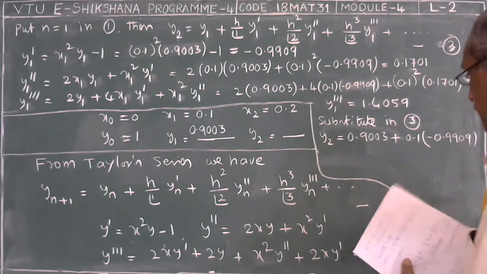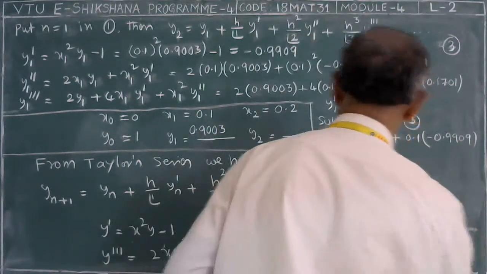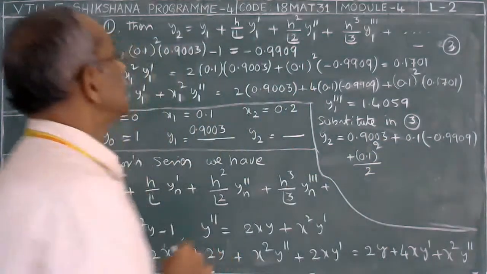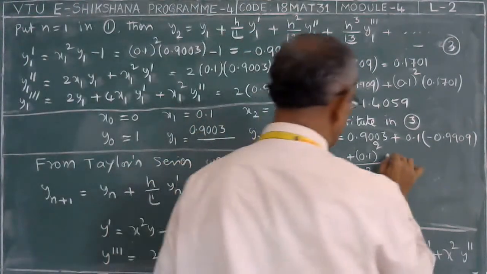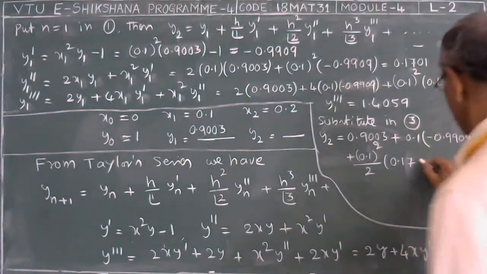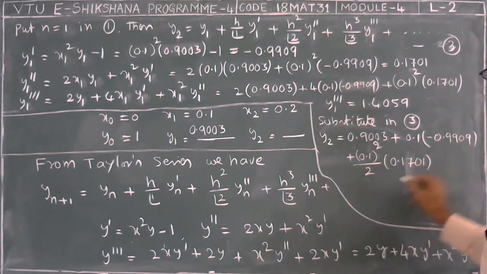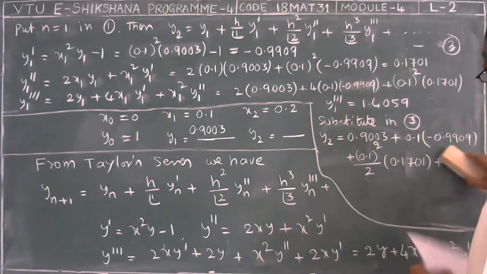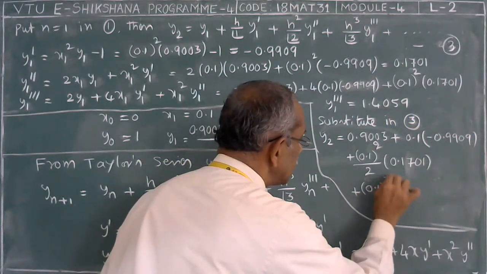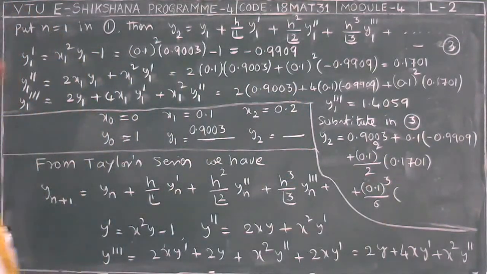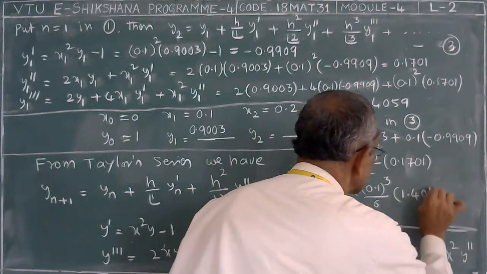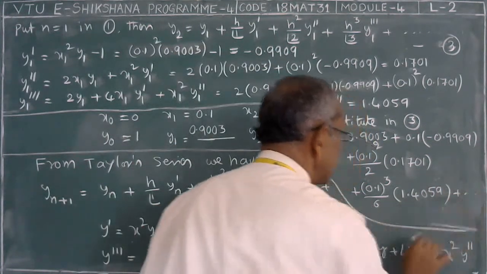Plus h square, 0.1 whole square divided by 2, into y1 double dash. y1 double dash is 0.1701. Close the bracket. Plus 0.1 whole cube divided by 6 into y1 triple dash, which is 1.4059.